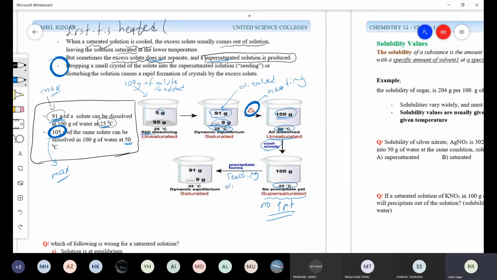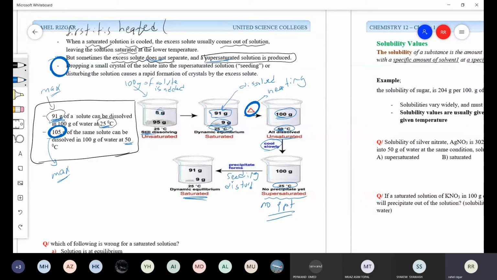Or disturbed. How do we disturb it? By shaking, for example. We disturb it, then the whole supersaturated solution will be disturbed. It will get mixed. So what happens? We have a lot of solutes. We have to do something. What will happen? All the extra solute will come out of the solution and it becomes saturated again.